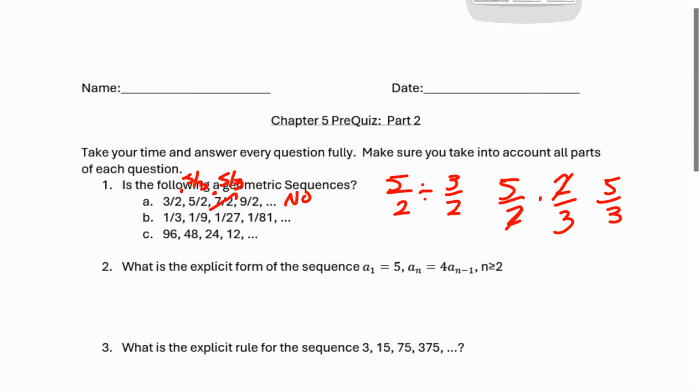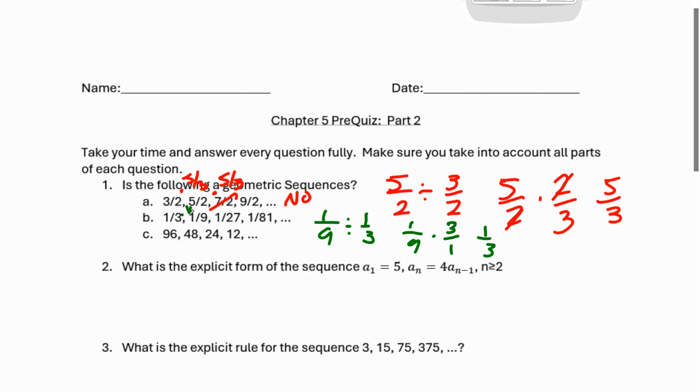Okay, then I do the same thing here. Let me switch colors. I have 1/9 divided by 1/3, and flip that. So 1/9 times 1/3, and if I multiply that, oh, I gotta flip this. I didn't flip that, sorry. All right, so 3/1. Now I multiply and I get 1/3. So that means I'm multiplying by 1/3 each time.